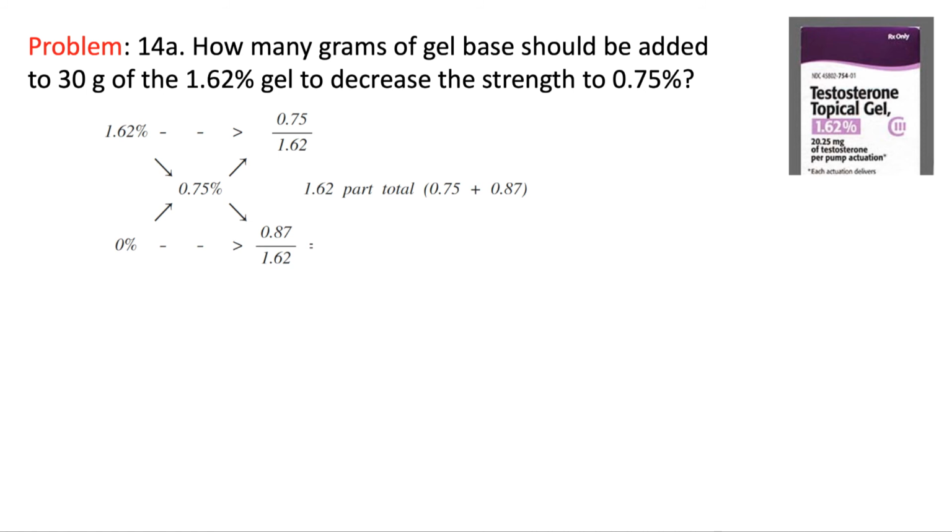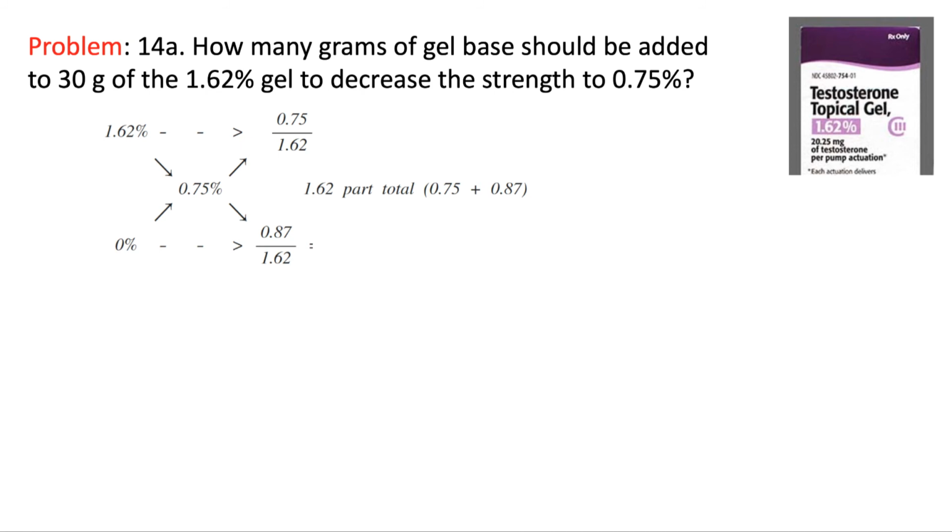So now let's do, starting at the top left and follow the arrows down, we'll cross subtract. So following the arrows down, we take 1.62 minus 0.75. And on the lower right, across from the 0%, you can see the difference would be 0.87. Now, doing the same thing, but going from the 0% and going to the upper right, following the arrows diagonally, we would take our 0.75 and subtract 0% to see the difference to be 0.75.